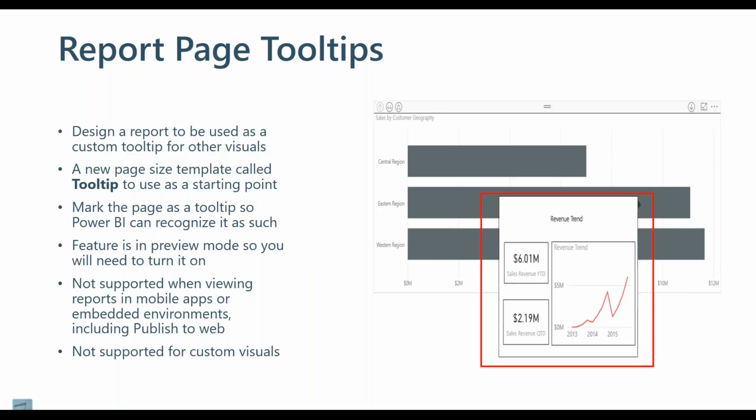In this example, we're just looking at the revenue trend of the Eastern region, and we are also seeing year-to-date and quarter-to-date revenue. Now, the way report page tooltips work in Power BI Desktop is there's a new page size template called a tooltip, which is what we're going to use as a starting point.